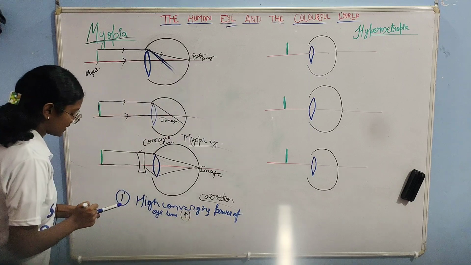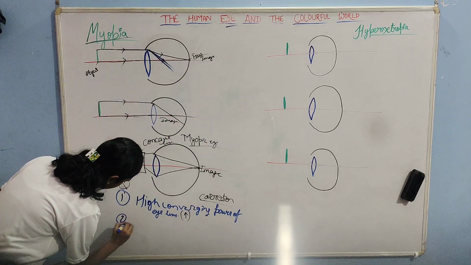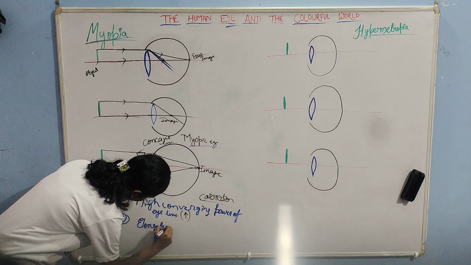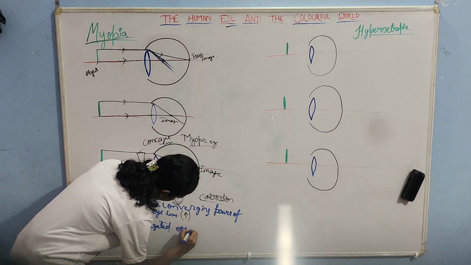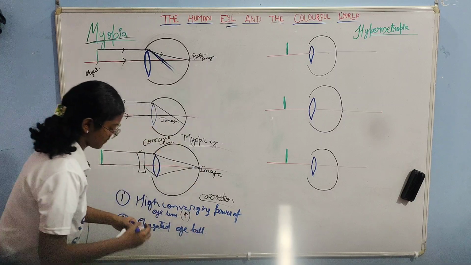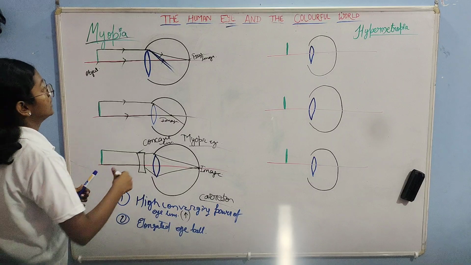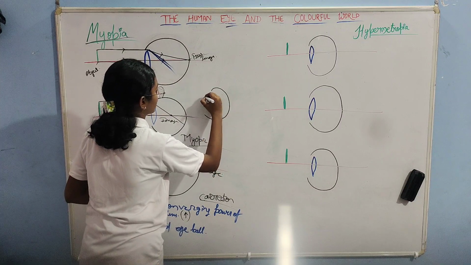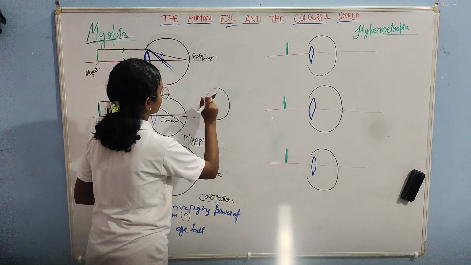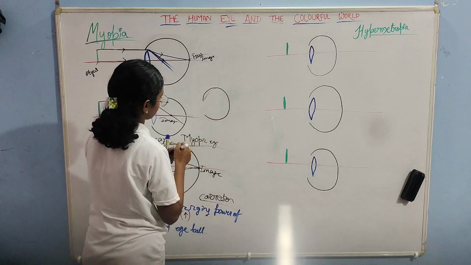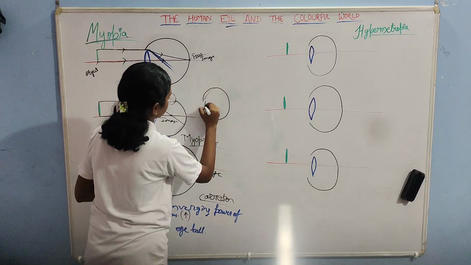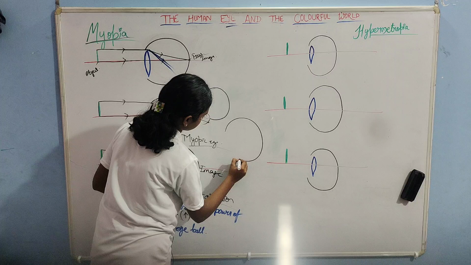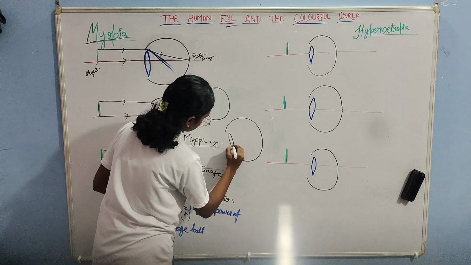The second reason is an elongated eyeball. That means, let's suppose this is a normal eye. But if its size becomes more large, it becomes this.